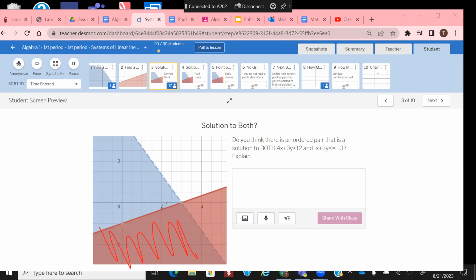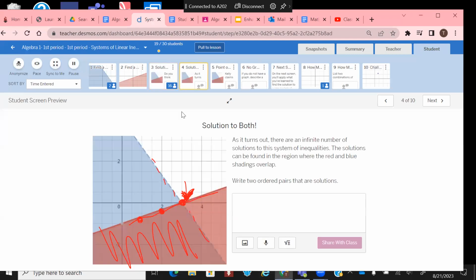Okay. Another thing to mention is anything on this line would be an answer. This point right here, I need you to pay attention, is not a solution. The reason why is because this one is dashed, and this one is a straight line. So you could have put anything in that purple region, because that's where the two shades are crossed over.